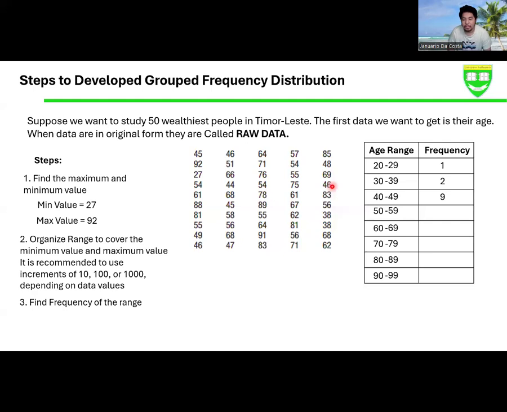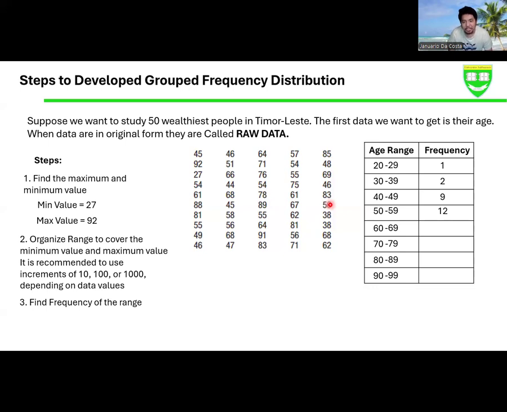What about from 50 to 59? Let's count. So 50 to 59. So you have 1 over here, 2 over here, 1, 2, 3, 4, 5, 6, 7, 8, 9, 10, 11. It's 12, teacher, there's one more over here. So 12.